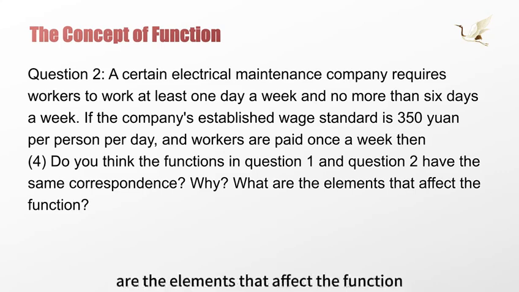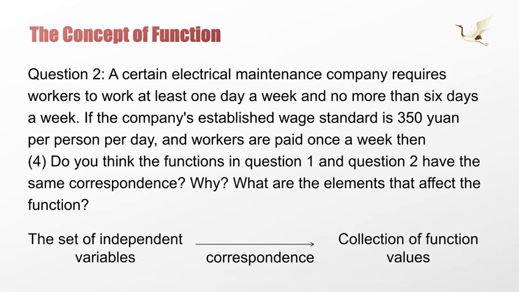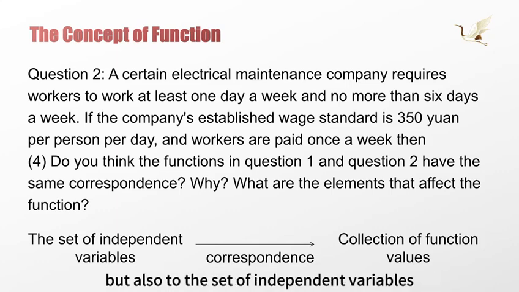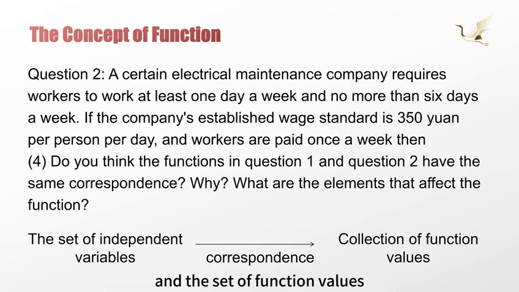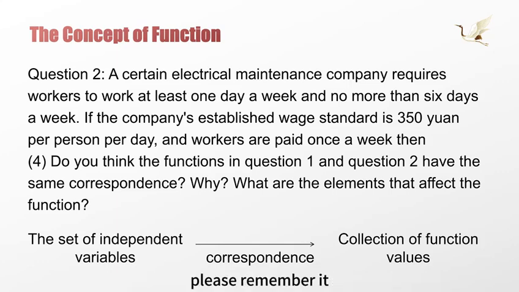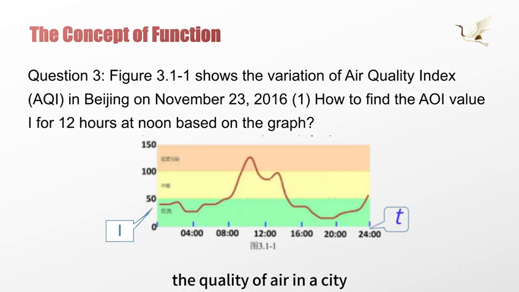So what do you think are the elements that affect the function? Firstly, it is not only important to pay attention to the correspondence relationship, but also to the set of independent variables and the set of function values, which are the three elements that affect the function. Please remember it. The quality of air in a city can be measured by the air quality index.